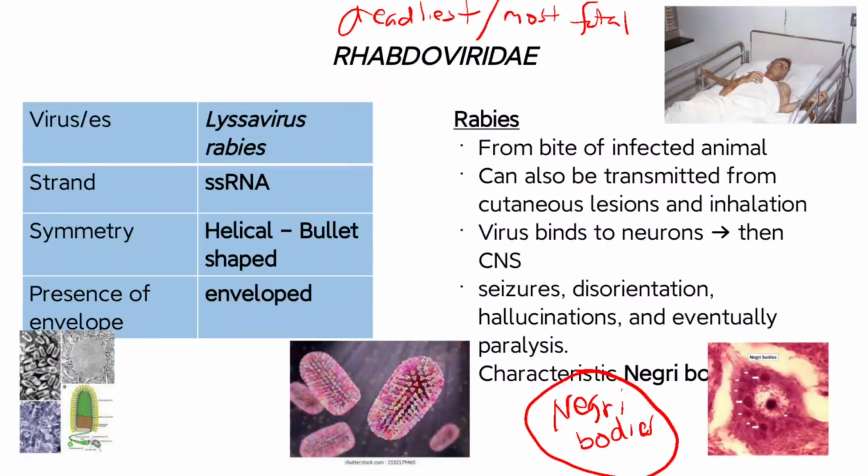Negri bodies. Ano ba yung Negri bodies na yan? So Negri bodies means yung mga characteristic na dark spots found in the cytoplasm of infected brain cells. Again, Negri bodies, yan yung characteristic na black spots found in the cytoplasm of infected brain cells. Okay, yan kay Lyssavirus na rabies.